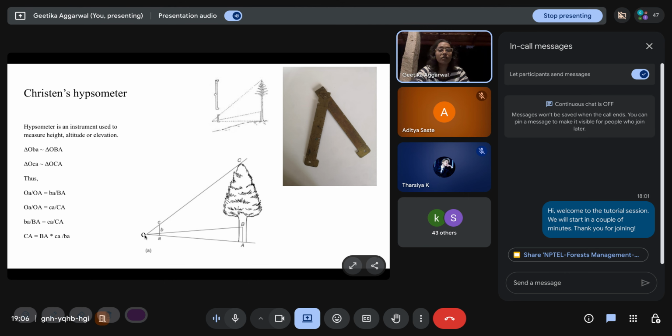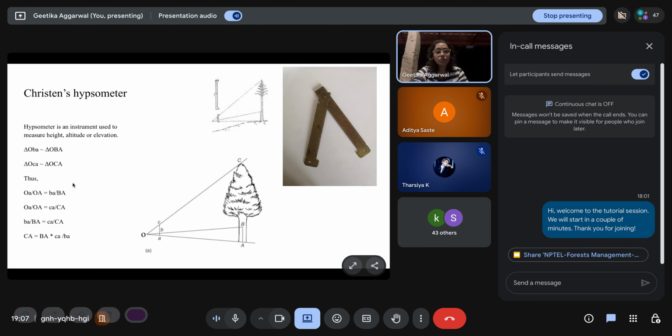Now there are four triangles here that we want to consider in this case. One is small OBA and capital OBA. These two are similar triangles. The other one is small OCA and capital OCA. These are two other similar triangles.